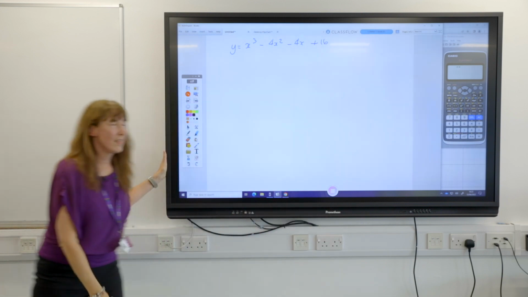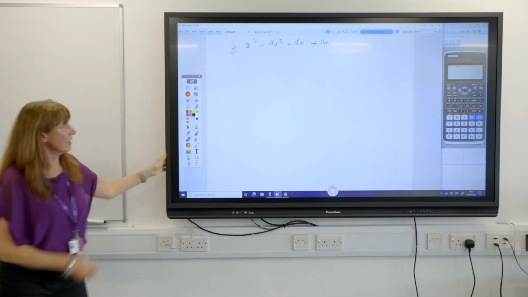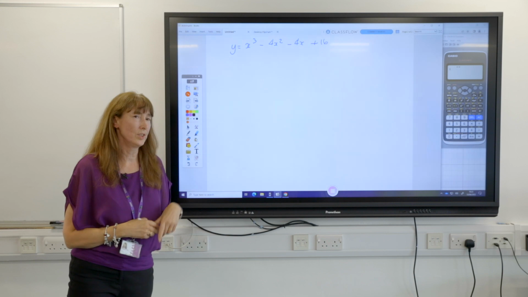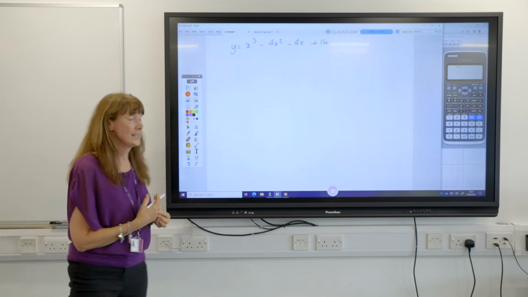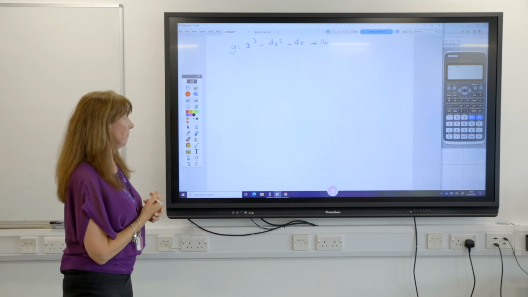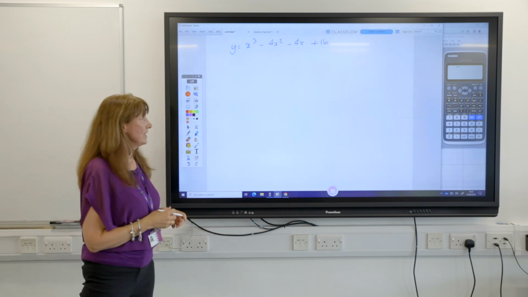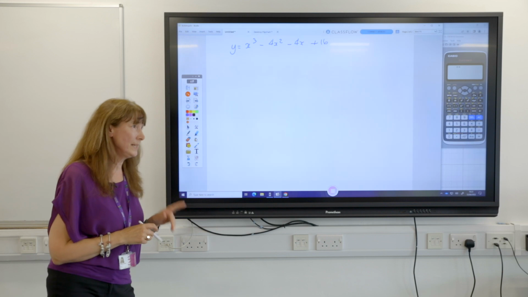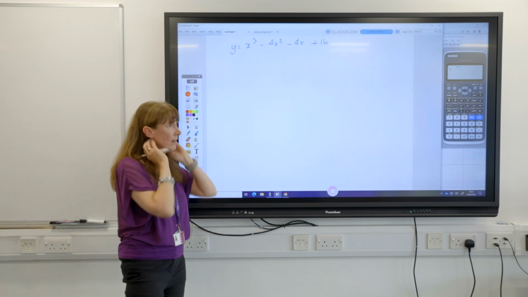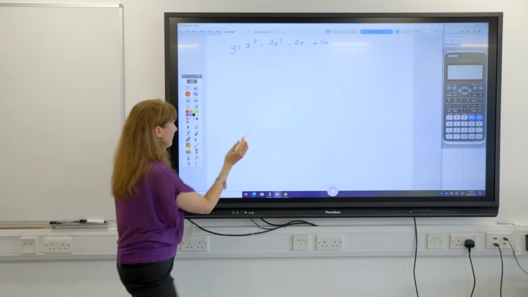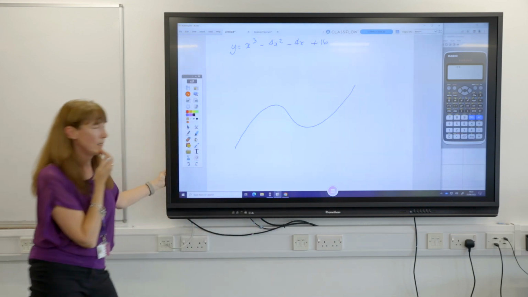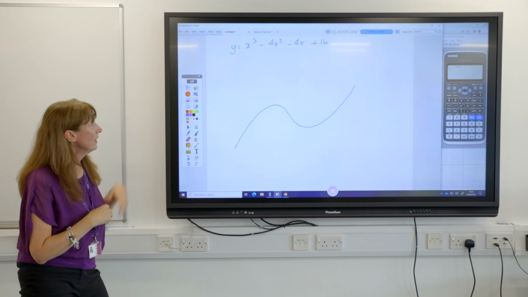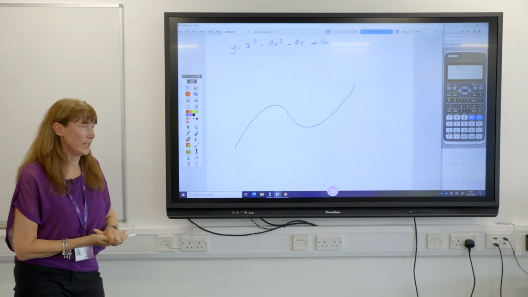Okay, this bit of the taster lesson is going to look at the maximum and minimum points, which are also called stationary points or turning points, which you'll probably know from GCSE. So what we need to do now is go into calculus. I'll give you a little example of why we're using calculus here. We're going to differentiate our equation.